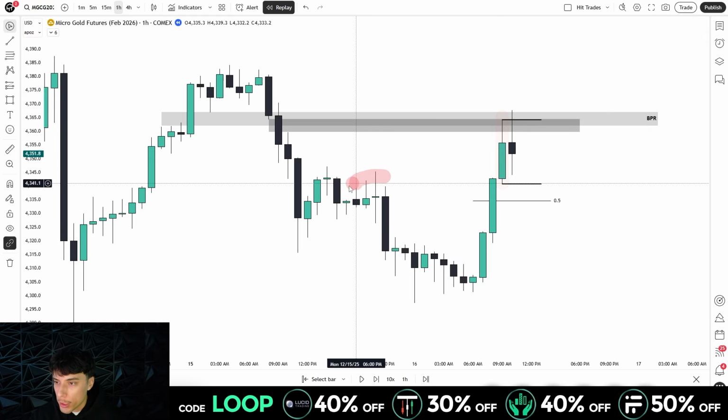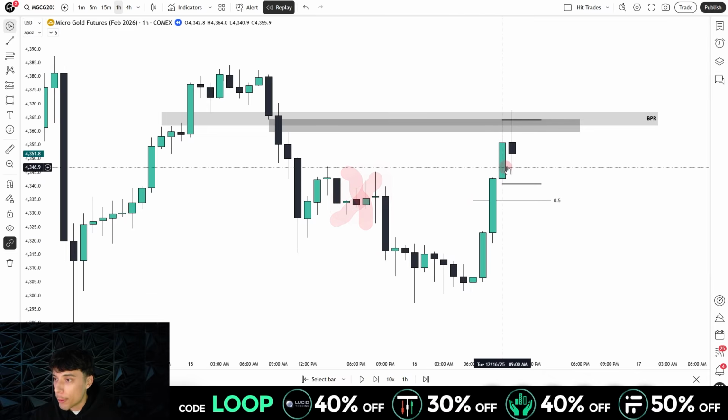I don't want to use small body, big wicks. I'm not looking for these type of candles. I want to find a candle that has a good, decent range, a good body size. I refer to this candle as candle number 1.